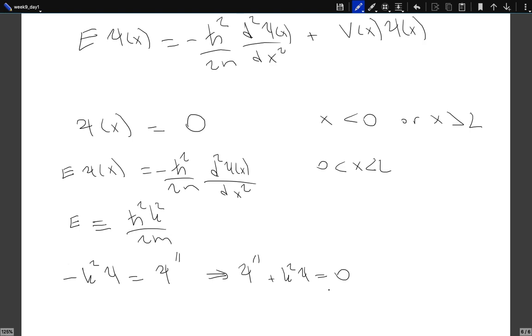Now I said I want my wave function to be continuous. I know that outside the well my wave function is 0, so it should be continuous at x equals 0. But that tells me that ψ at x equals 0 should be 0. But it should also be continuous at x equals L. So I have this equation plus these conditions. Without those conditions, the equation doesn't have much meaning.